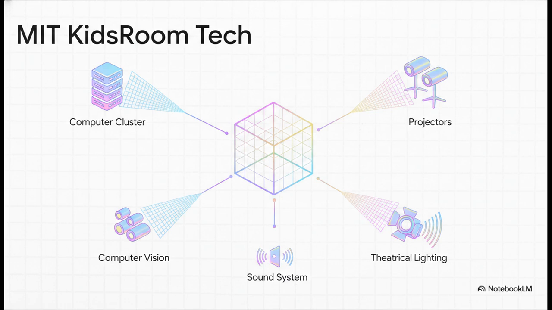So how'd they pull that off? Well, they used a whole cluster of computers just to run it all, multiple projectors for the visuals, and even computer vision to track where the kids were moving. Throw in professional theatrical lighting and a crazy multi-channel sound system, and you're talking about a massive university research budget. It's completely out of reach for, well, pretty much all of us.